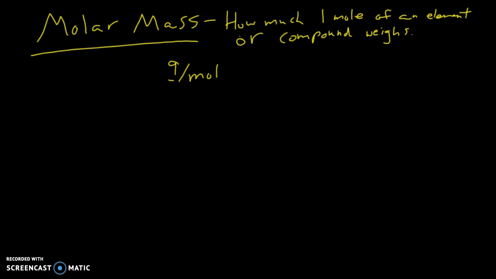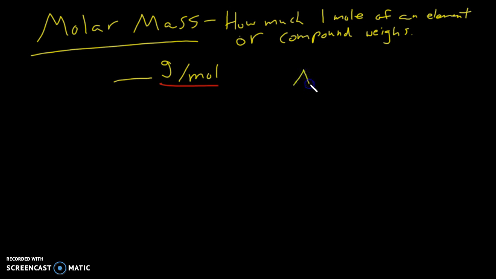Sorry, just going to fix this G real quick. Should be grams per mole. So that's the unit that we're going to use on all of our molar masses. No matter what number we're using, we will always have a unit of grams per mole whenever we're talking about molar mass.